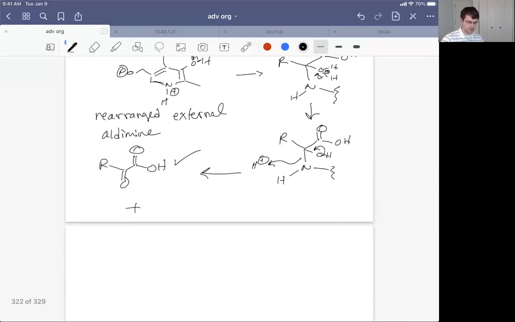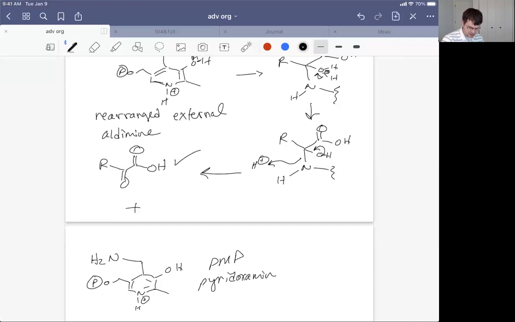But after we finish this mechanism, we now have an NH2 on our PLP. An NH2 on our PLP is not PLP. Rather, this is PMP, pyridoxamine phosphate. It's close, but it's not PLP. So PLP is not regenerated as a result of forming the desired product. Rather, we get PMP.